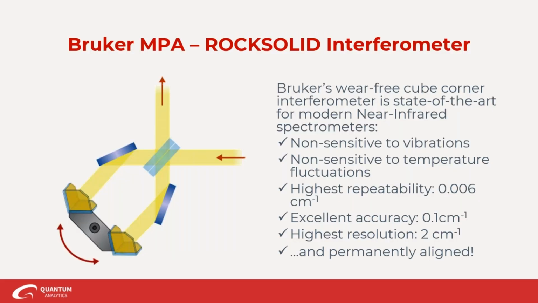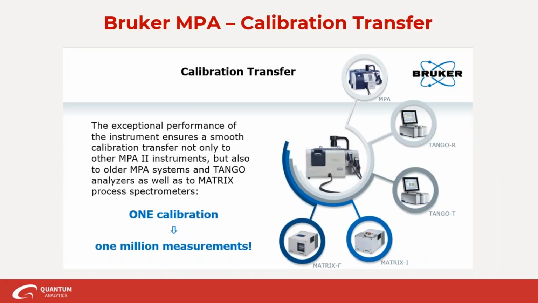So this is the patented Bruker RockSolid interferometer. If you look here at these mirrors, they are cube-cornered. A traditional Michelson interferometer has flat plane mirrors, and this one has cube corners on it. So that gives you some real advantages. It makes it non-sensitive to vibrations, non-sensitive to temperature fluctuations, with very high repeatability, excellent accuracy, high resolution, and the thing is permanently aligned. And then applying to me with the calibration transfer.